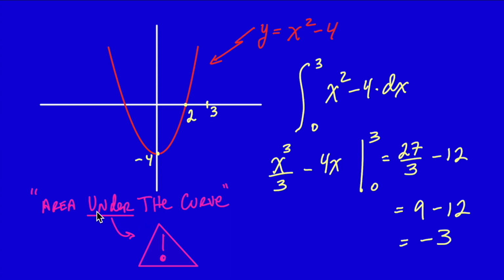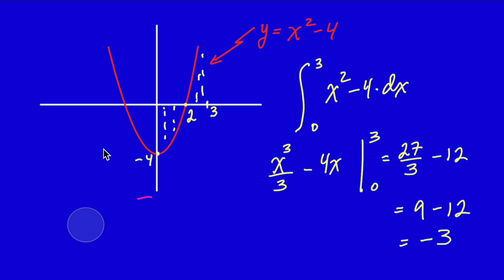It's important to recognize that the term "under the curve" is really false advertising. It's really the area between the curve and the x-axis. So here in this section from 2 to 3, it is indeed area under the curve, but you can see here, this is area that is technically above the curve. When we take our antiderivative and we plug in our beginning and end points, we get this value of -3.